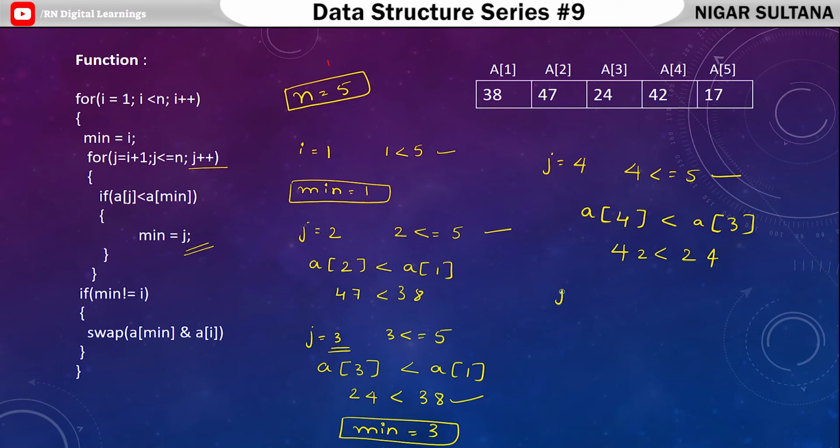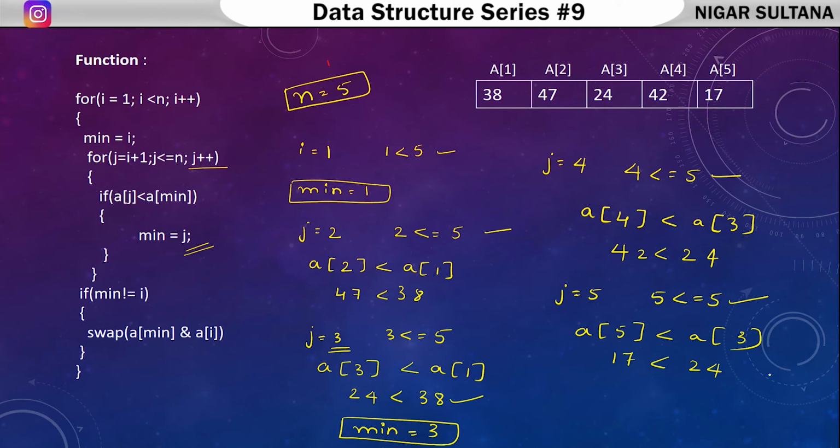Increment the value of j. j is equal to 5. Is 5 lesser than or equal to 5? True. Enter into the loop. a of j, that is a of 5, is lesser than a of min. Min is 3. a of 5 is 17, lesser than 24. It's true. If it is true, now execute the statement. Min value will be j. What is j? 5. Next, increment j. j will be 6 now. Is 6 lesser than or equal to 5? It's false. End of this j loop.